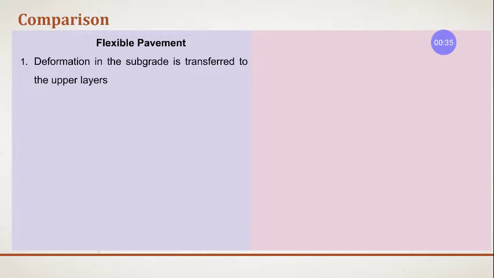The deformation in the subgrade is transferred to the upper layers. As I said, if there are any defects in the lower layers, those defects will be visible on the upper layers of the flexible pavements. If there are any defects in the lower layers of the flexible pavement, then that will be visible in the top surface of the flexible pavement.